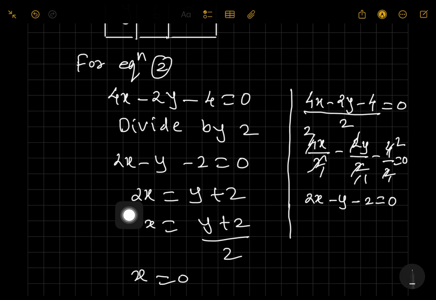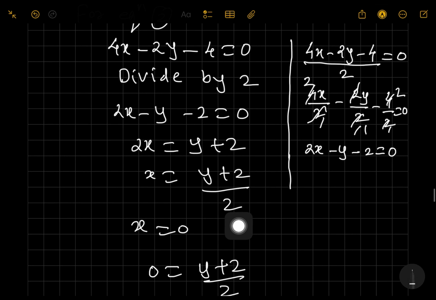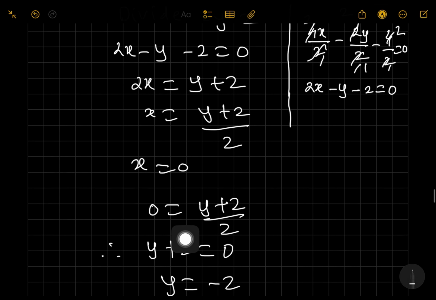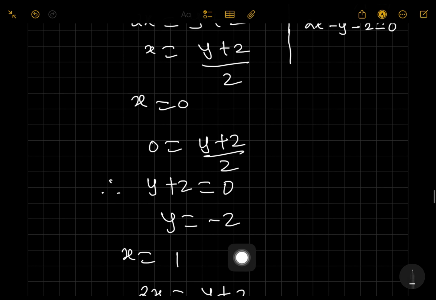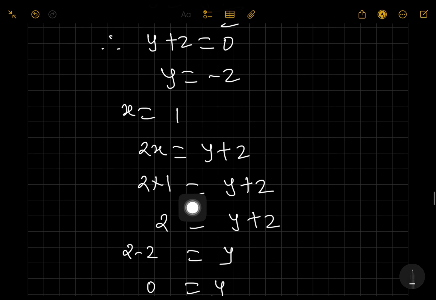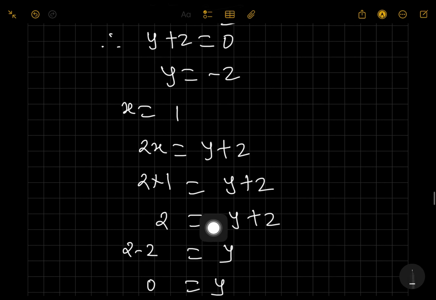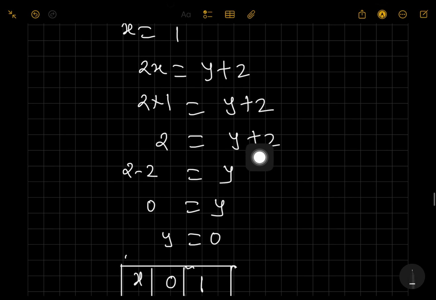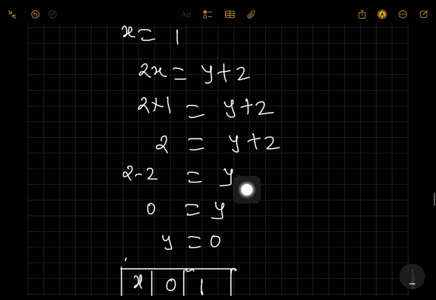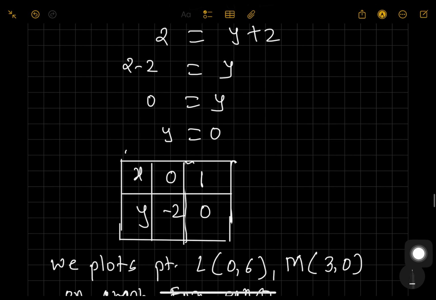Then you can put this value. So 2x equal to what will come? This will come to this side, so it becomes plus y plus 2. x equal to y plus 2 upon 2. Putting x equal to 0, y plus 2 equal to 0 and y equal to minus 2. Then x equal to 1: 2 ones are 2, so 2 equals y plus 2, and this 2 we are bringing this side, it becomes 0, so y equal to 0. So we are putting this in the table of values.